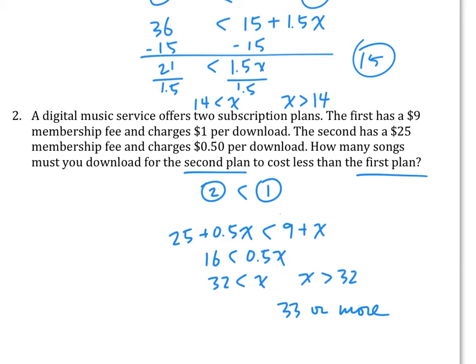All right, let's look at your answer. So we want the second plan to cost less than the first plan. Set up the equation, so we got x is greater than 32, or once you start downloading 33 songs or more, you start to cost less.